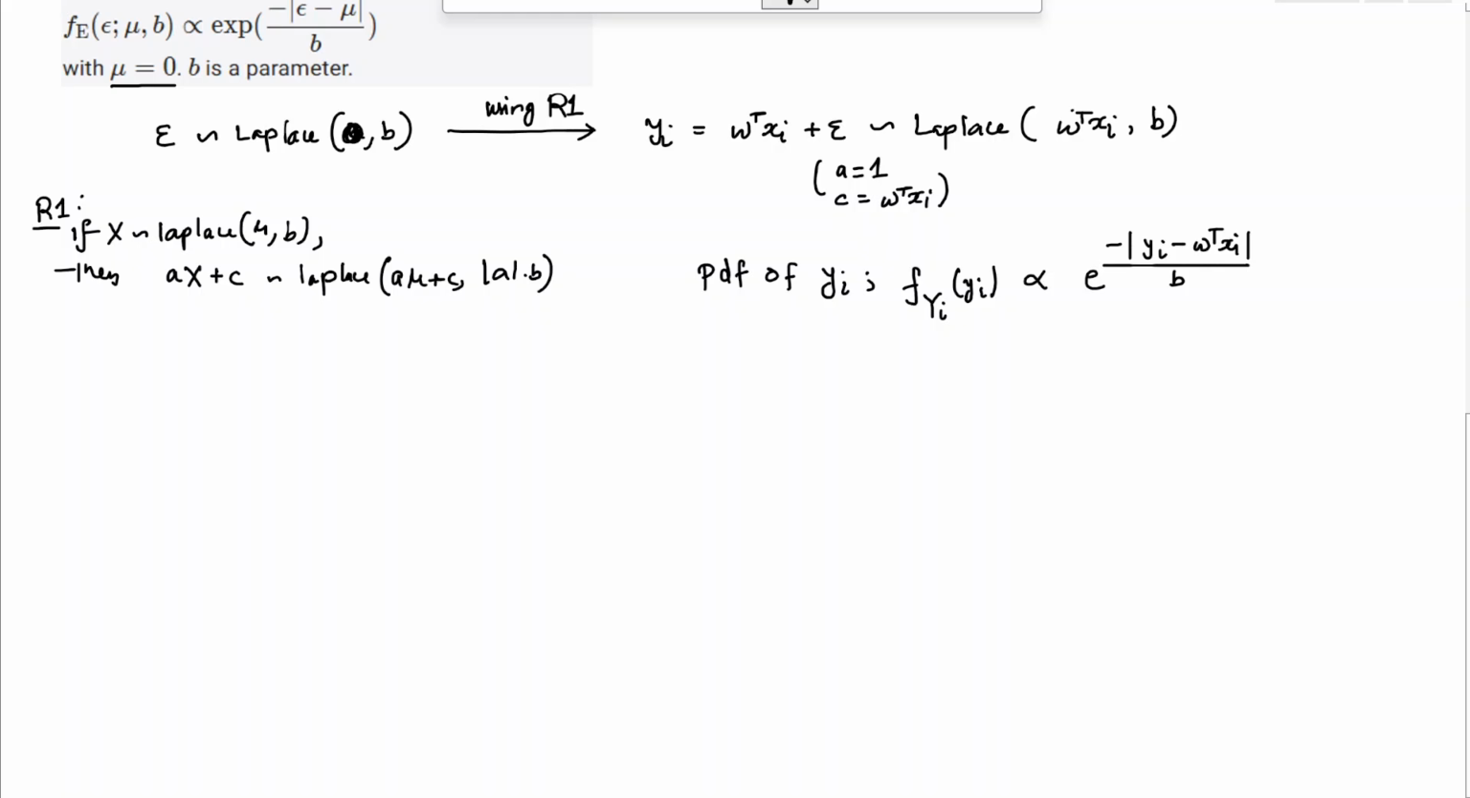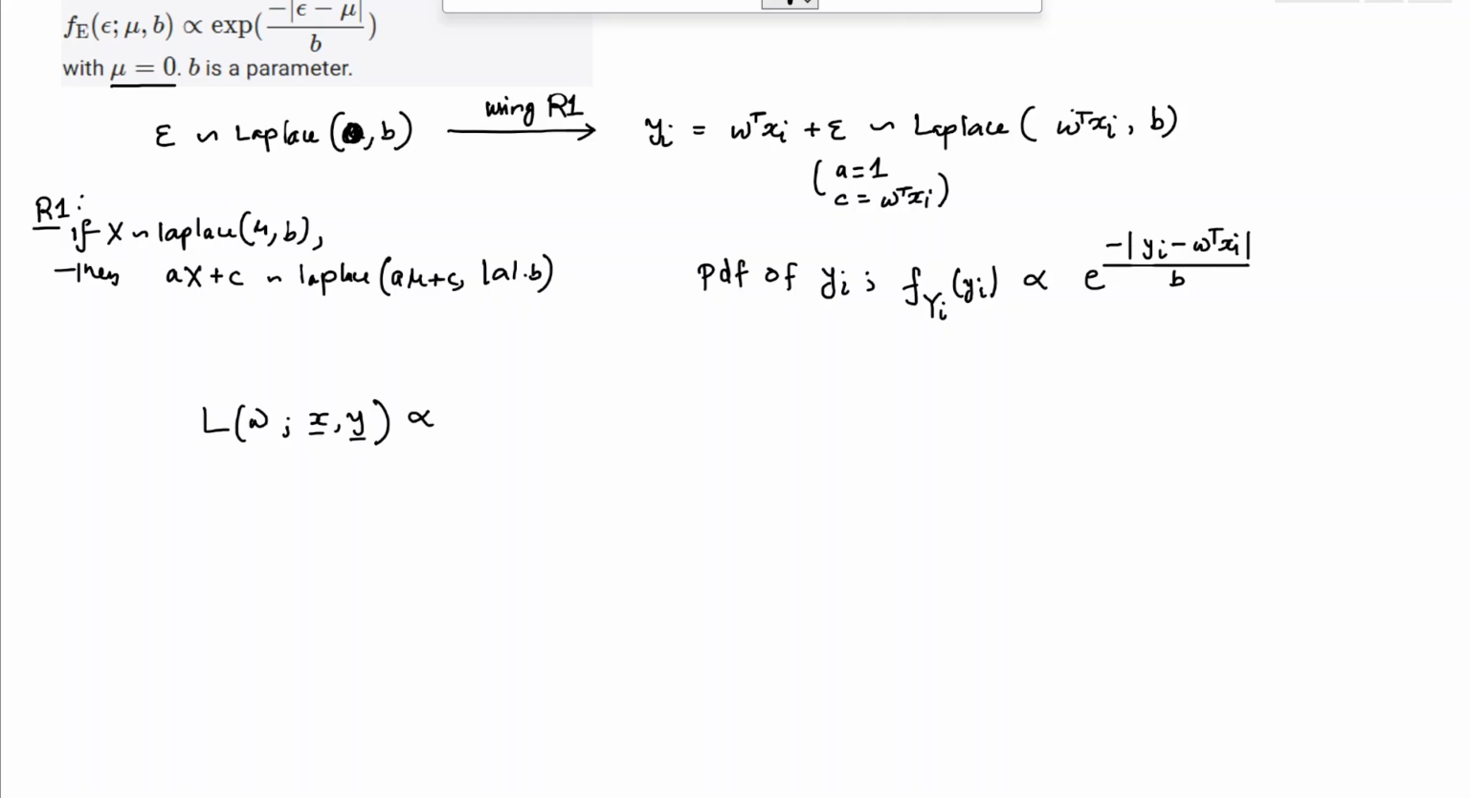Now we need to find out the likelihood of the parameter w, given that we have all sample values of x and all sample values of y. So what is this? This will be proportional to, so we are ignoring the constant term, or we can write equal to some constant times the expectation term. That is also possible.